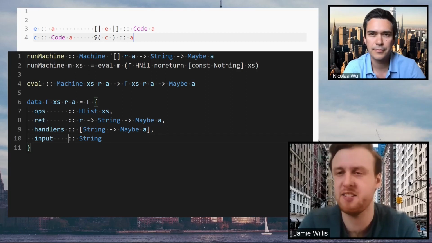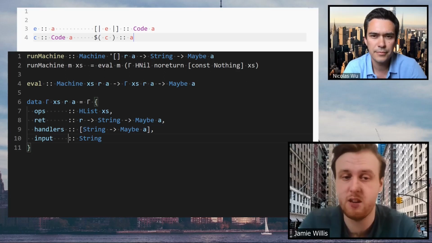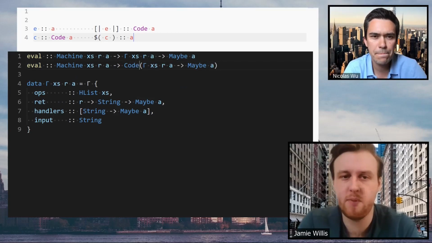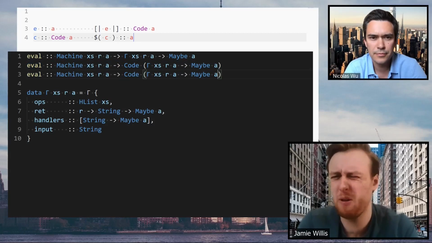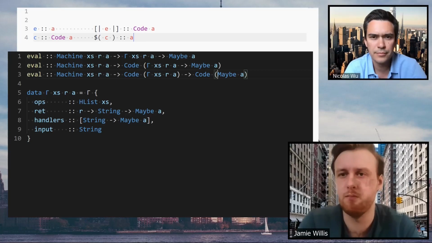And so the bit that we can actually stage would be the eval function, because it's the machine that's known at compile time, right? So if I just add code around it, then that makes the function from machine state to final value part of code, and that'll be done at runtime. And you can break this into a compile time function that takes code and returns code.